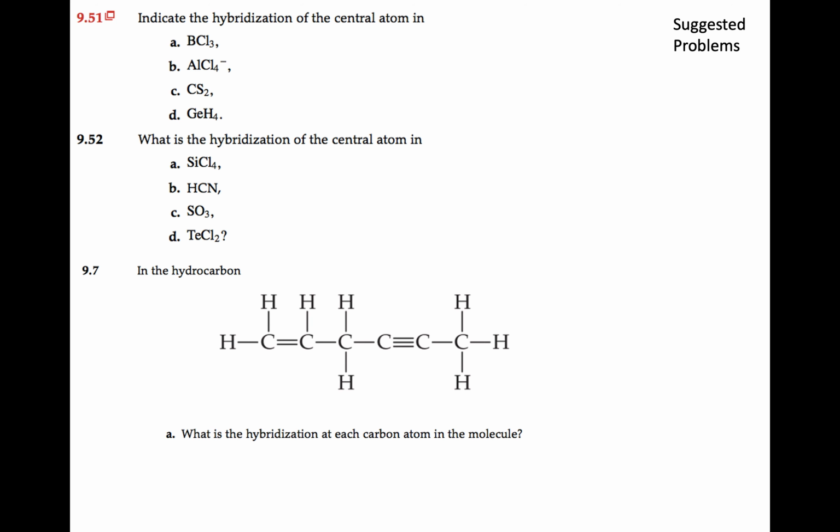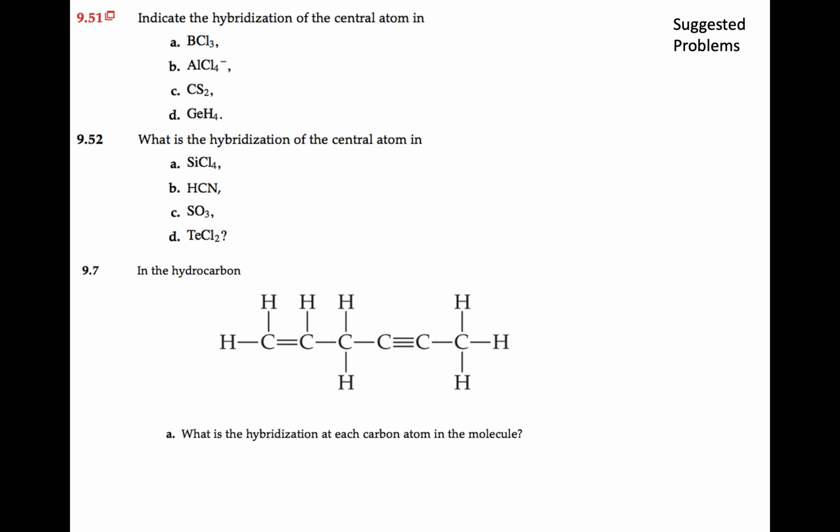Here are some suggested problems where you can begin to apply these ideas, in 9.51 and 9.52. It's given us a formula. Have to draw the Lewis structure, consider then what the VSEPR predicted geometry is. Based on the electron domain geometry, we know what the appropriate hybridization is going to be. Both of those are really excellent sets of problems, very typical of what you could find on an exam. Give those a try. If you get stuck on one, share your work. Let's discuss that. In 9.7, an image is given. It asks, what is the hybridization at each carbon atom? Let's see if we can do that.